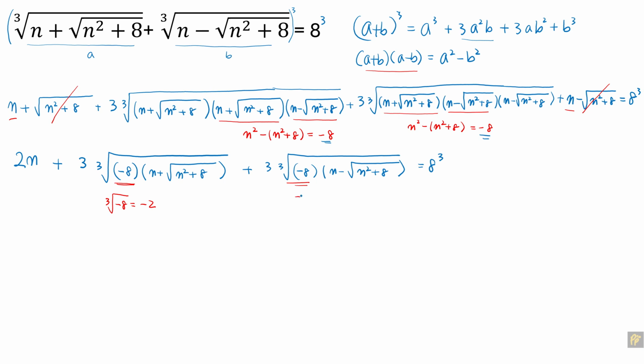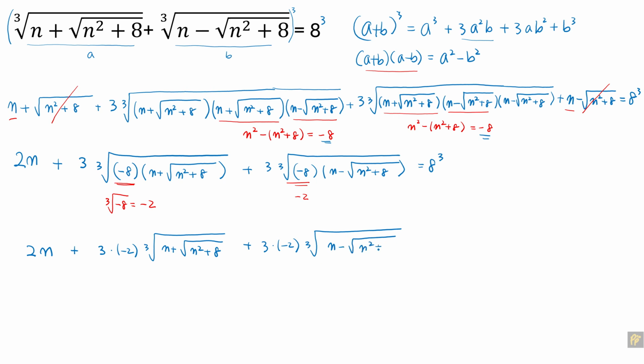So same thing in here. We can continue to write the equation as 2n plus 3 times negative 2 taken out, times the third root of n plus square root of n squared plus 8. Similarly, we have 3 times negative 2 times the third root of n minus square root of n squared plus 8. This should be equal to 8 to the power of 3.